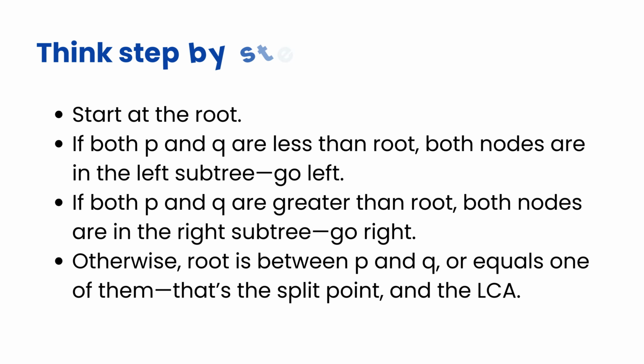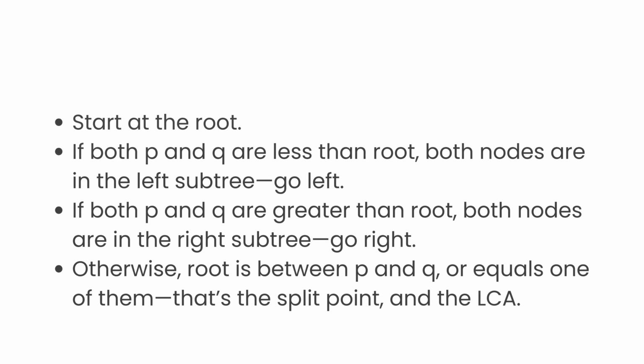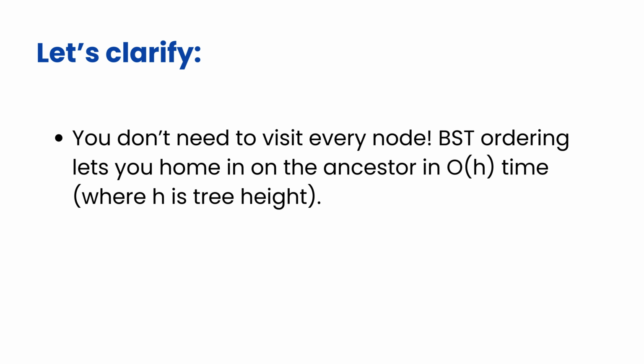Now let's think step by step. Start at the root. If both P and Q are less than root, both nodes are in the left subtree, go left. If both P and Q are greater than root, both nodes are in the right subtree, go right. Otherwise, root is between P and Q, or equals one of them. That's the split point, and the LCA. Let's clarify. You don't need to visit every node. BST ordering lets you home in on the ancestor in O(H) time, where H is the tree height.